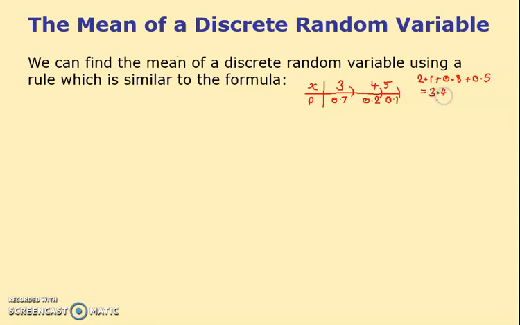Now, does that mean the answer is 3.4? Oh, it seems reasonable actually. It doesn't look like 3.4 fits the bill. It's in between 3 and 4. It's closer to 3 than it is to 4. It's way away from 5. So this looks quite reasonable, and this is actually the right answer. We call this mu. Sometimes it's called E of x.